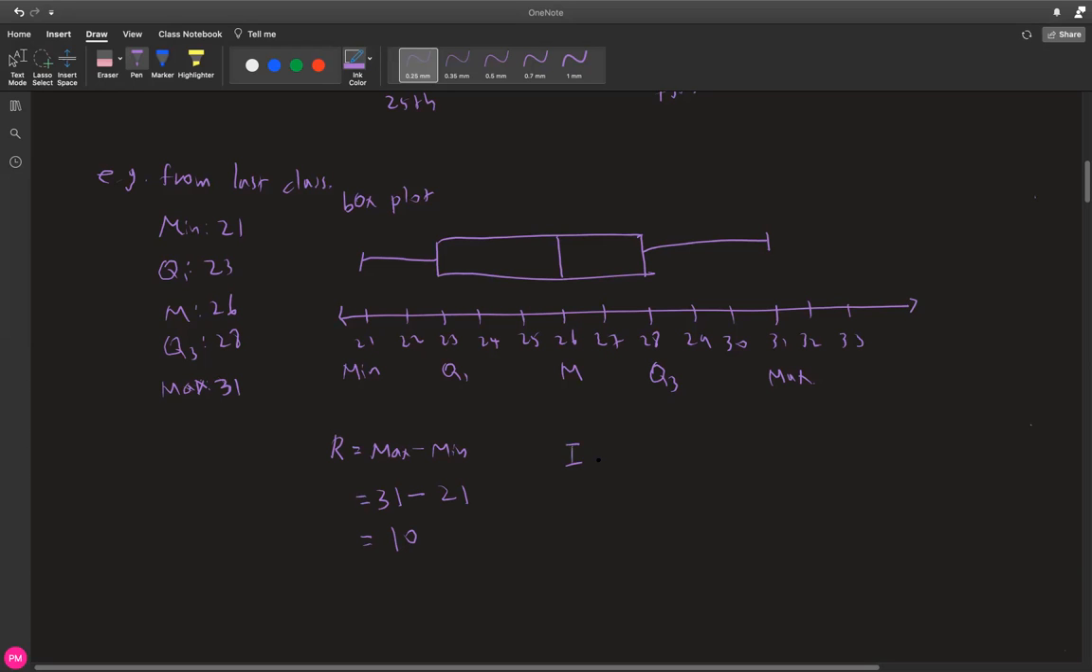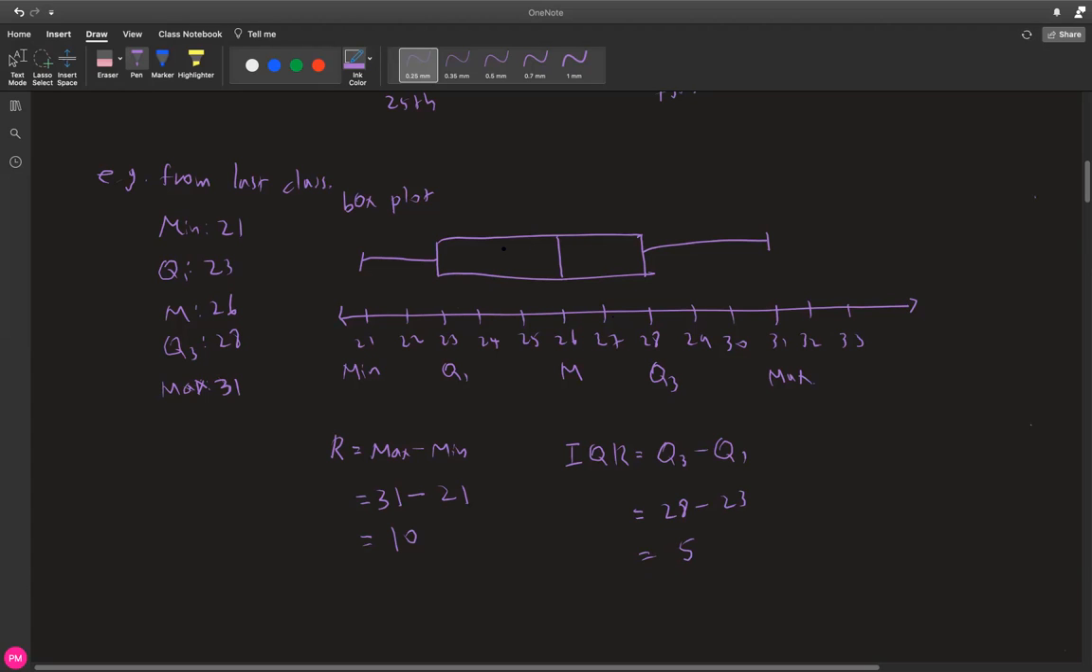And when we're talking about the interquartile range, which is the third quartile minus the first quartile, in this case it's 28 minus 23, so that's 5. In other words, the middle 50% of the data set lies within this 5 years of age. That's all it's saying.